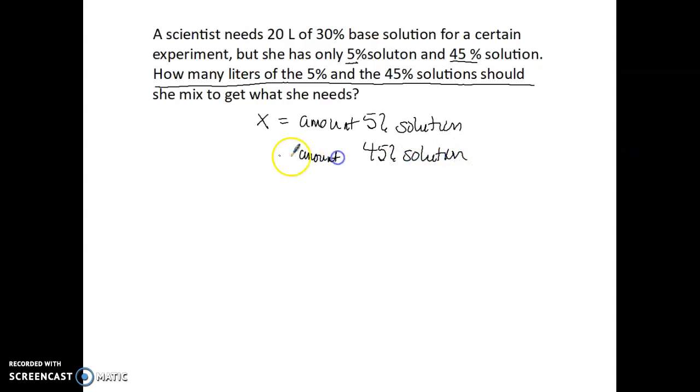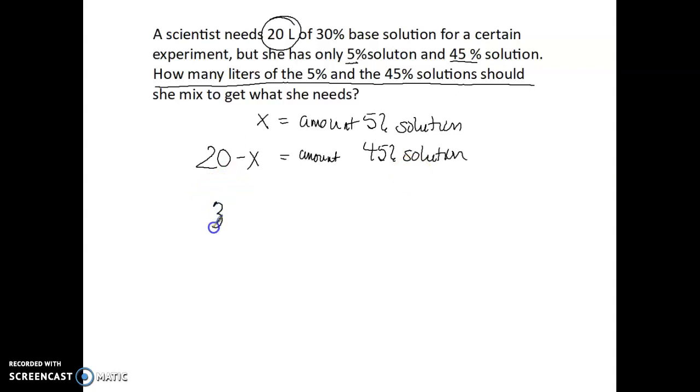Well, look back at your question. And you see you needed a total of 20 liters. So you have 20 liters minus the amount of the 5% solution is going to be the amount of 45% solution. The equation is set up the same way.